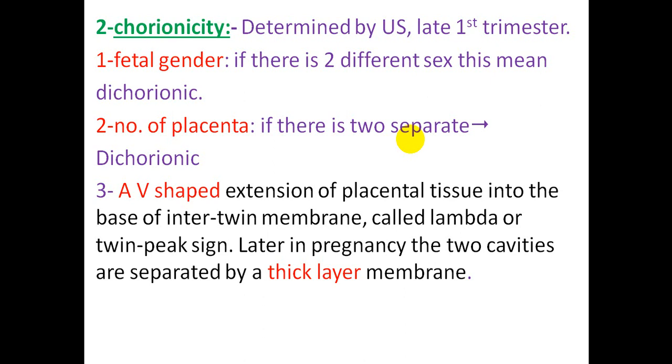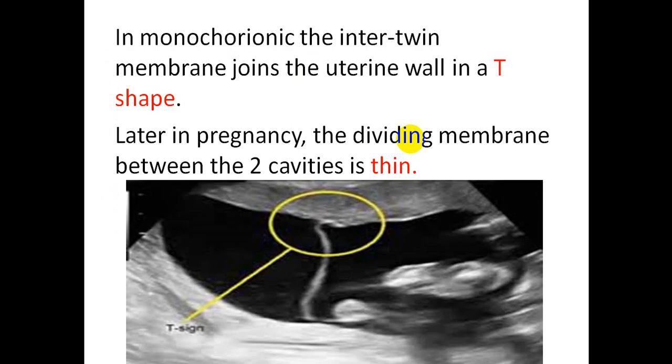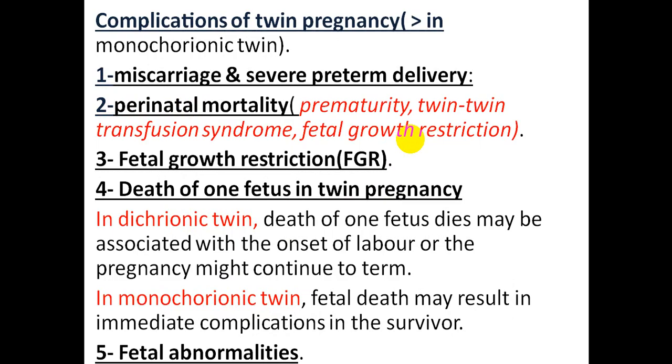Later in pregnancy, the two cavities are separated by a thick membrane layer. Here you see a triangular peak of villi extending into the intertwin membrane, which is called the twin peak sign. In monochorionic twins, the intertwin membrane joins the uterine wall in a T shape. Later in pregnancy, the dividing membrane between the two cavities is thin.